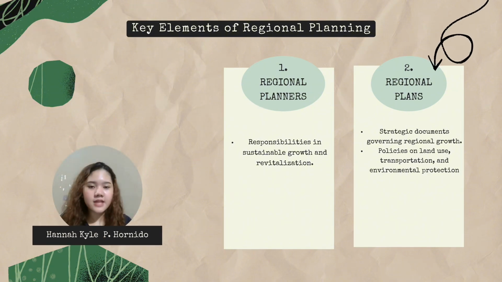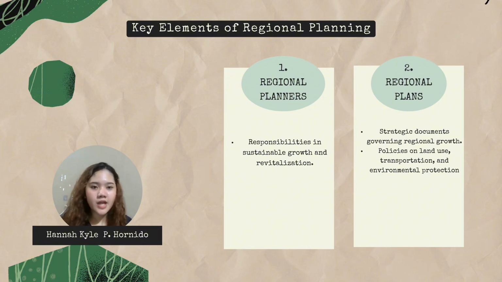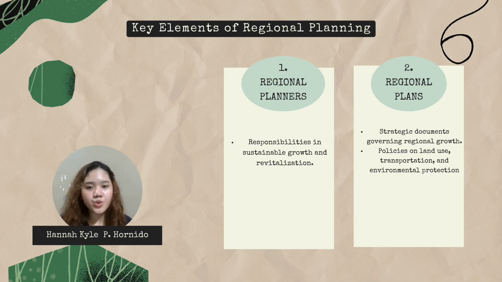A regional plan is a strategic document that governs how a region grows. It includes important policies on land use, transportation, environmental protection, and economic development. These plans guide the municipalities on how to develop in a coordinated manner. This coordination is important to prevent uncoordinated growth, which can lead to inefficiency and environmental degradation.